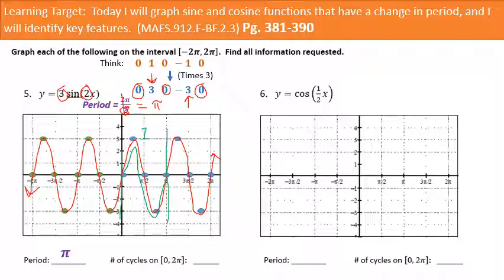Let's keep going. How many waves do we see? Up and down and back. There's a second wave, a second cycle. So there are 2 distinct cycles between 0 and 2 pi.